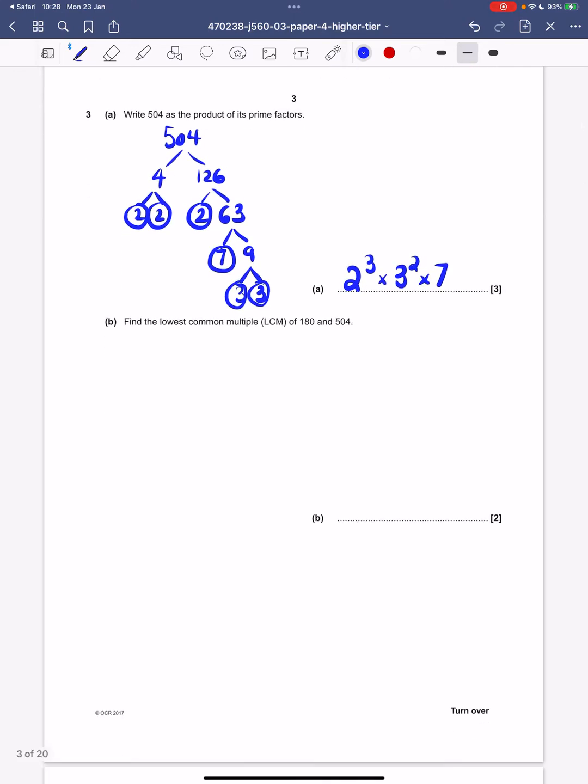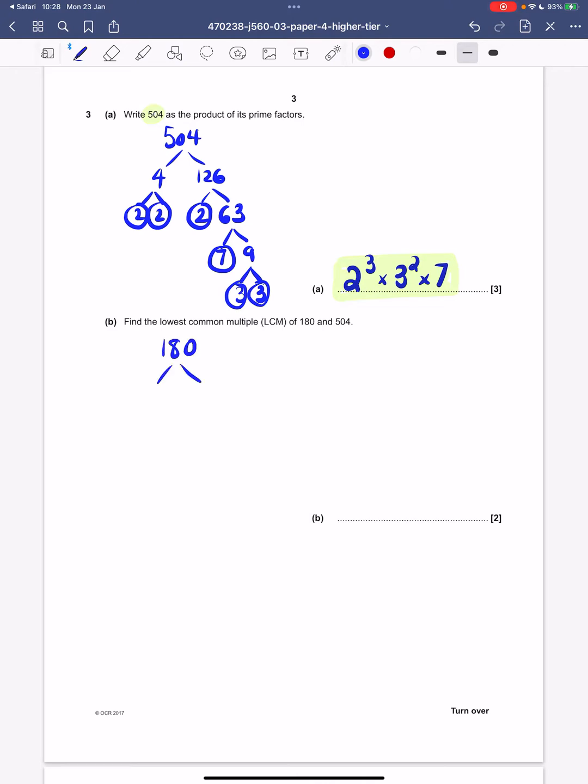Next one, find the lowest common multiple of 180 and 504. So we've just worked out here the prime factorisation of 504. So we do the same for 180.